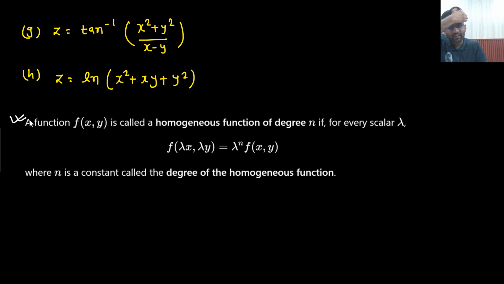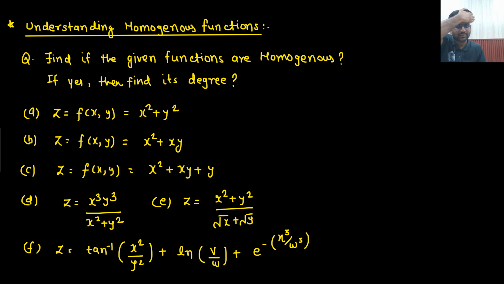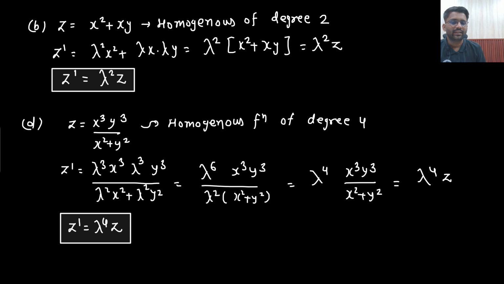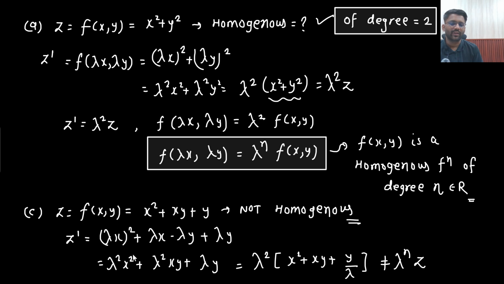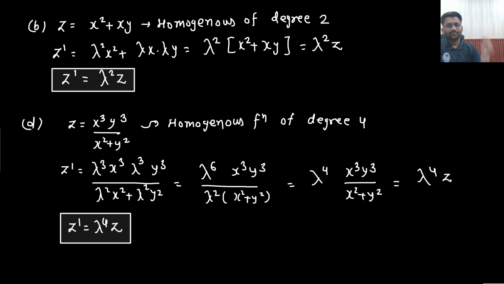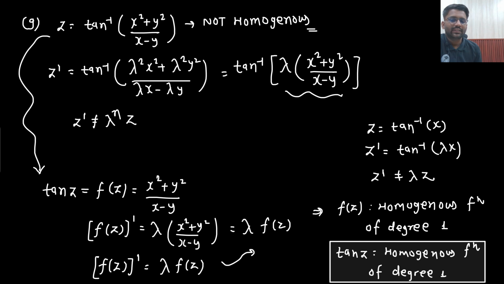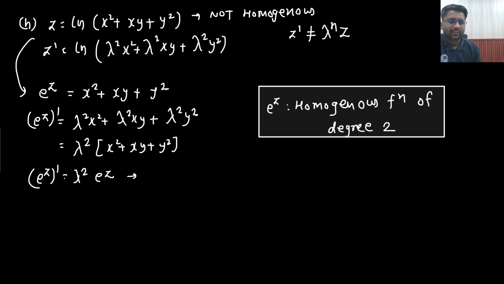This definition has been written here, but without the definition, just simply putting lambda x in place of x, and lambda y in place of y, you would understand that something is happening here. Some value of lambda is coming out. If it is purely coming out, then you can say that it is a homogeneous function. Otherwise it will not be a homogeneous function. Understandable? So just revisit these examples and you will be able to understand.